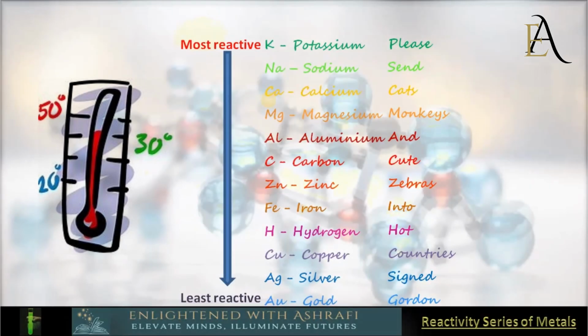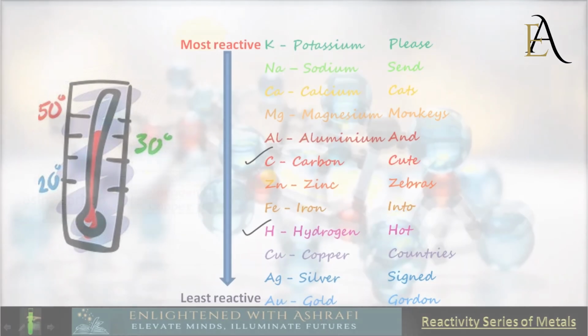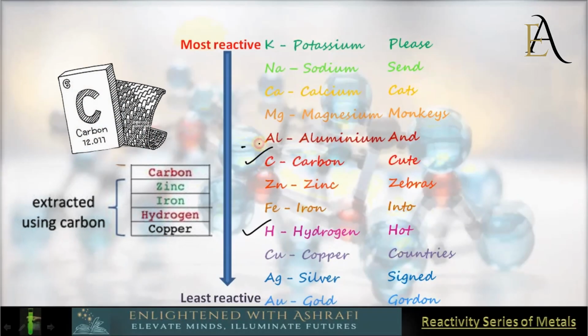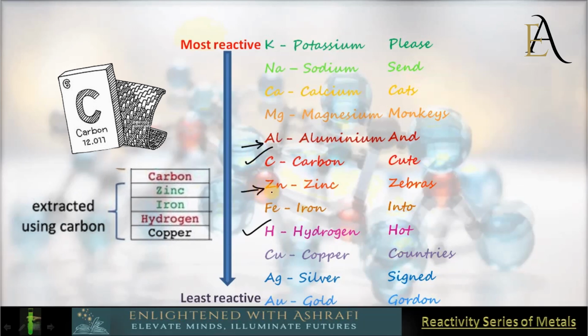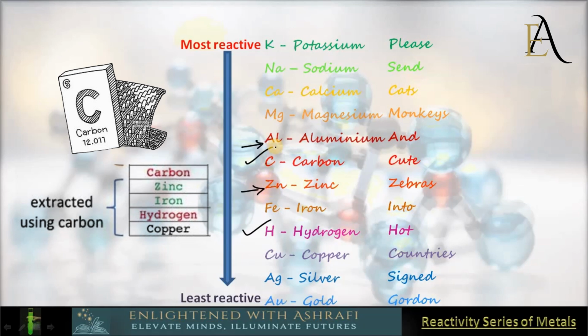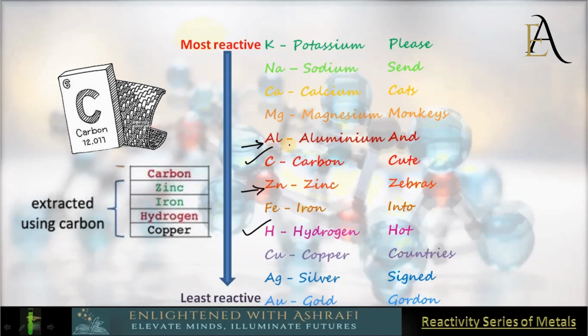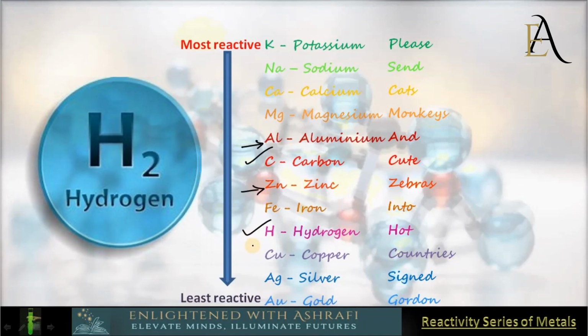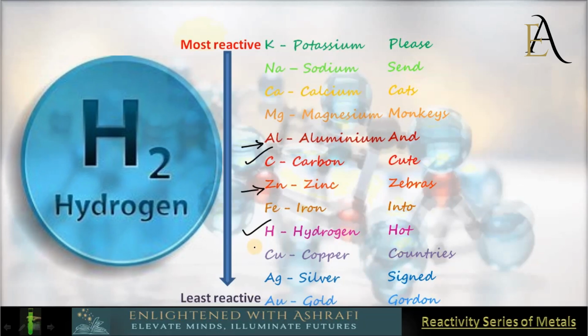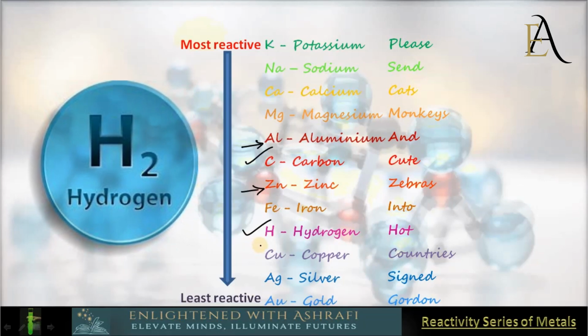Temperature change in a reaction can also be used to determine the order of reactivity. The greater the temperature change in a reaction involving a metal, the more reactive the metal. See over here, carbon is placed between aluminium and zinc. It can reduce zinc oxide to zinc, but it cannot reduce aluminium oxide to aluminium. Whereas hydrogen is placed as it helps in the reactions of metals with water and acids.